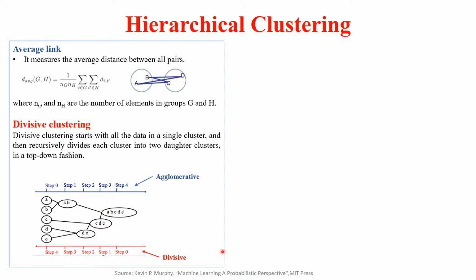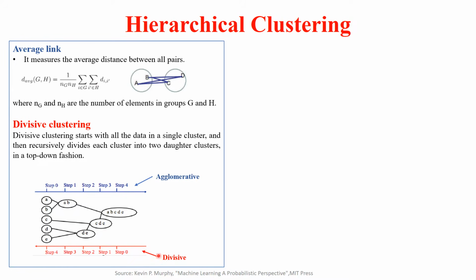This picture illustrates both agglomerative and divisive clustering. As far as agglomerative clustering, it begins here. Step 0 starts here, so each of the points is treated as a separate cluster. In step 1, we merge A and B. Then in step 2, we merge D and E. In step 3, we merge C, D, E. And in step 4, finally, all the clusters are merged and form a single cluster.